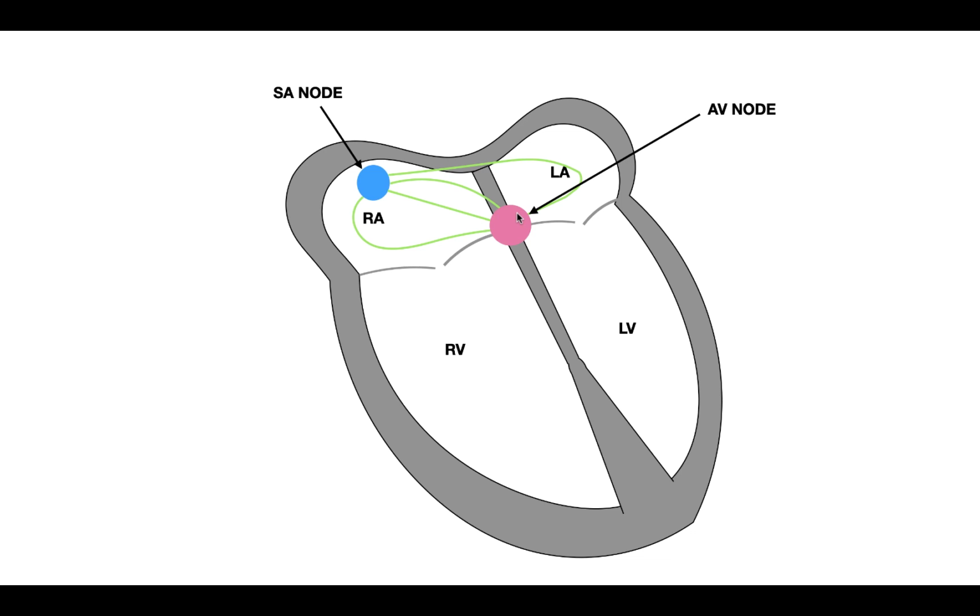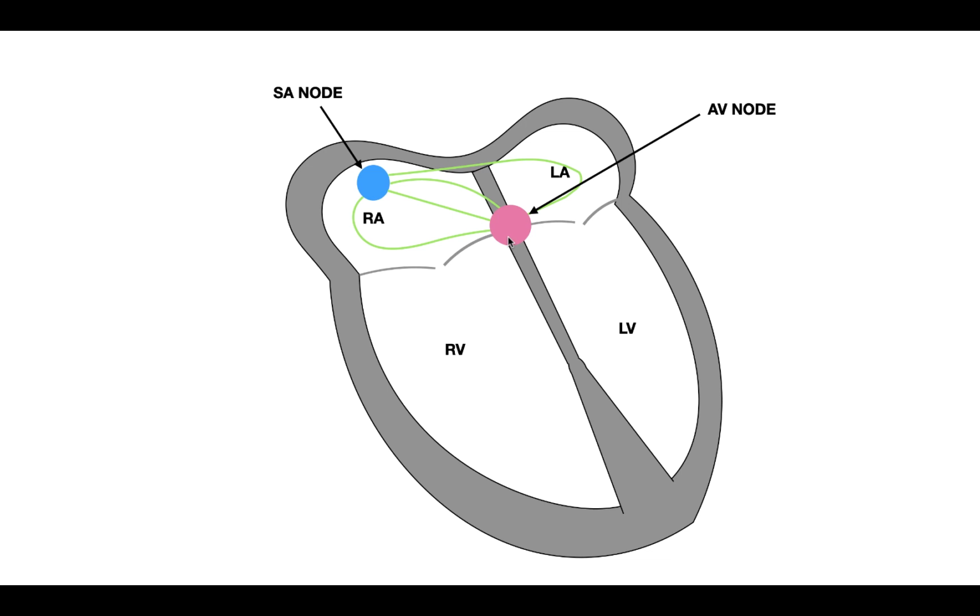Instead, the AV node sort of acts as a pause point. When the SA node releases these action potentials and they move across the atrial myocytes into the AV node, these signals are sort of paused there.